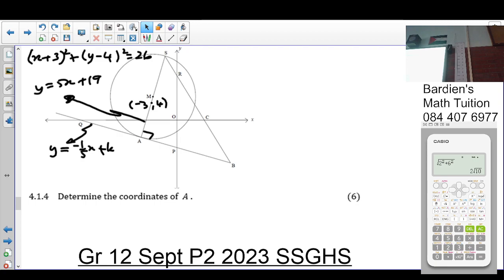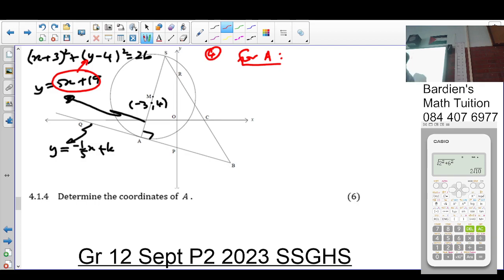However, A is also the point of intersection of the circle and the diameter, not so? Since we have the equation of both, for A, I'm going to substitute the equation of the diameter into the equation of the circle. Why? Because that's the point of intersection. So (x + 3)² + (5x + 19 - 4)² = 26.